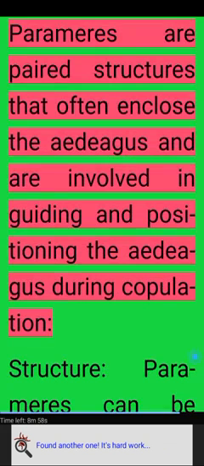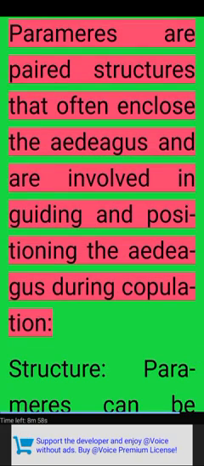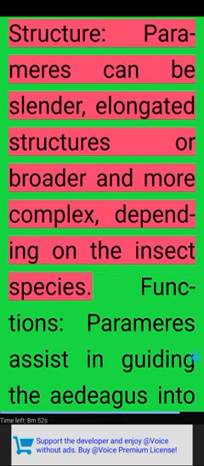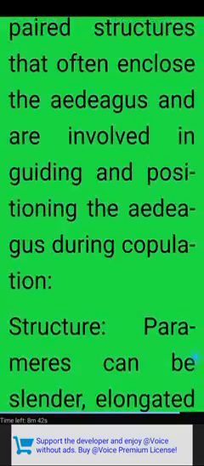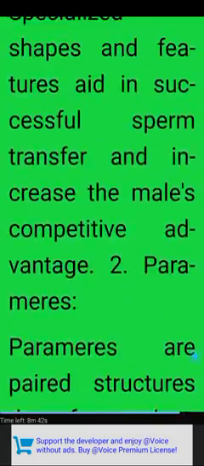2. Parameres. Parameres are paired structures that often enclose the aedeagus and are involved in guiding and positioning the aedeagus during copulation. Structure. Parameres can be slender, elongated structures or broader and more complex, depending on the insect species. Functions. Parameres assist in guiding the aedeagus into the female reproductive tract with precision during copulation. They may also aid in removing rival sperm or triggering certain physiological responses in the female.